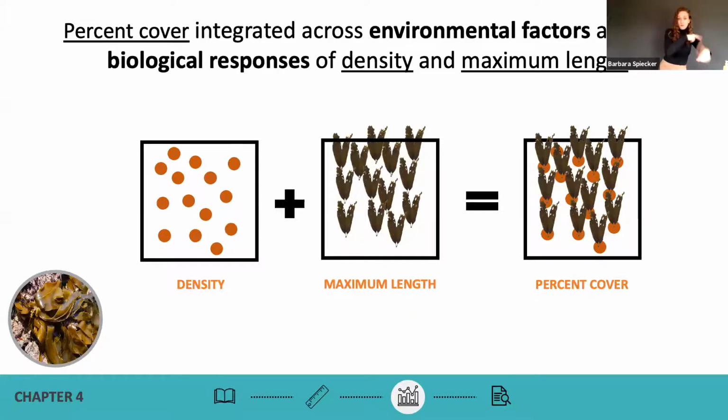What I found here was that percent cover results were basically an average of length and density results. What this could mean, I'm suggesting, is that percent cover integrates across environmental factors and the biological responses of density and maximum length. Because percent cover reflects a species' demographic traits of growth, in this case represented by length and growth rate metrics, as well as survival, represented by density metrics, we have to be cautious since that can mask the species' internal trade-offs, which are crucial to understanding the species' responses then to their environment.